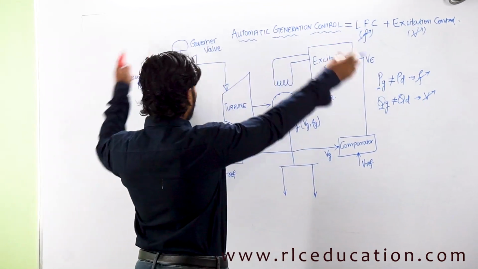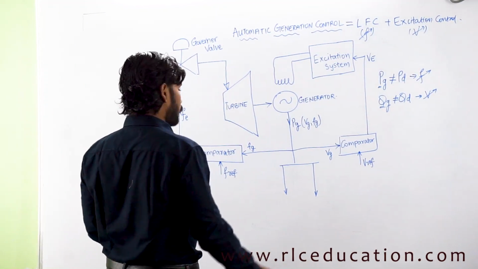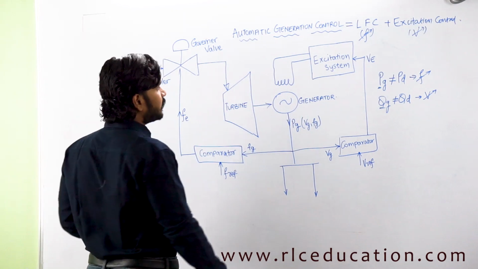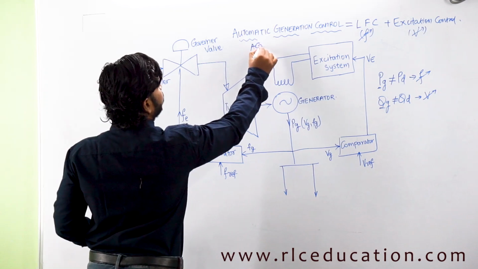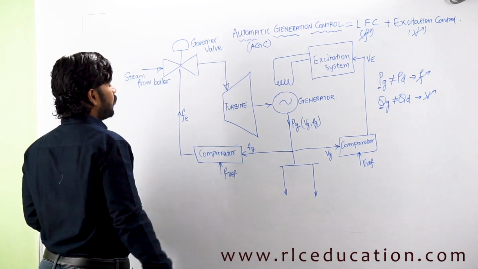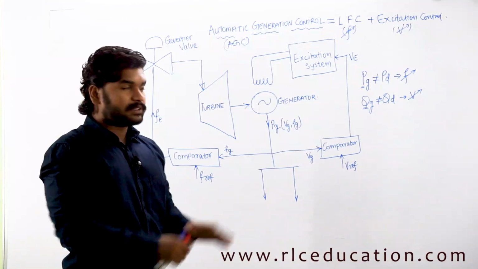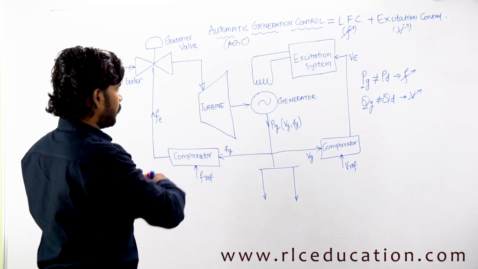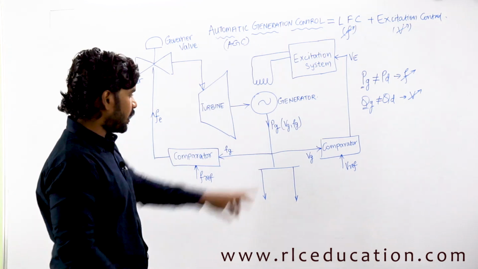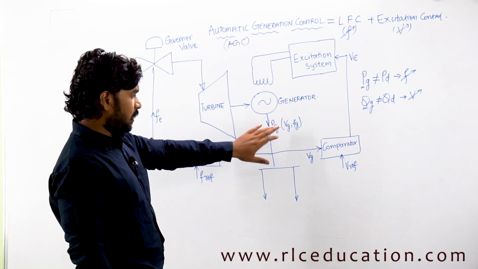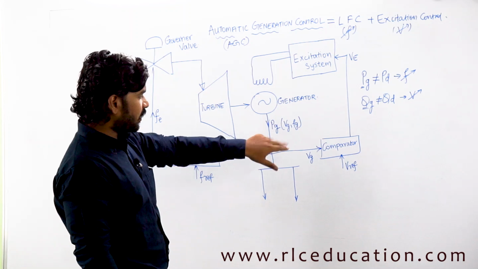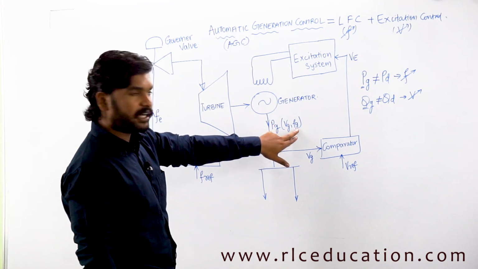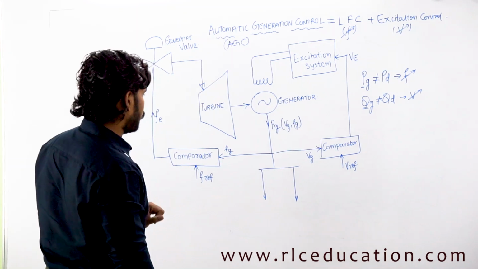Now the diagram you are going to see here is the block diagram for a general automatic generation control, AGC. AGC means automatic generation control. Now see what this block diagram has. At the center you have the generator, which is generating active power PG and reactive power, and there is also a generated voltage VG, and it has a frequency of FG.